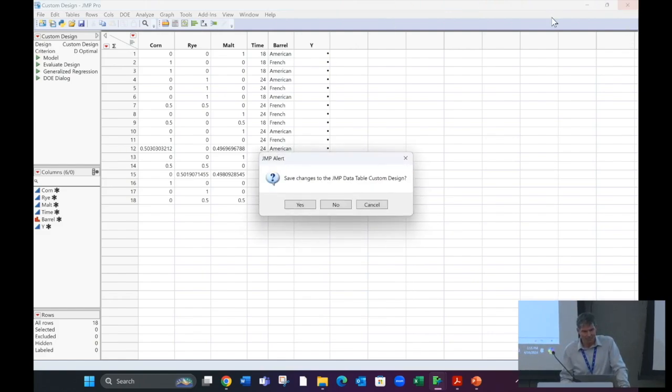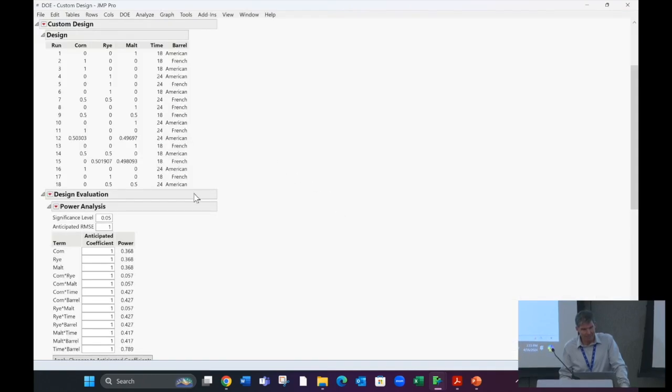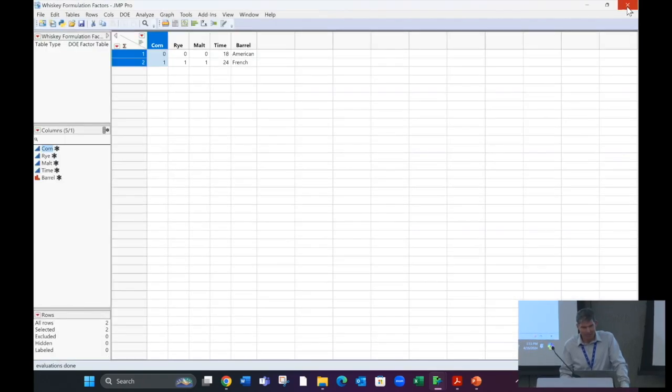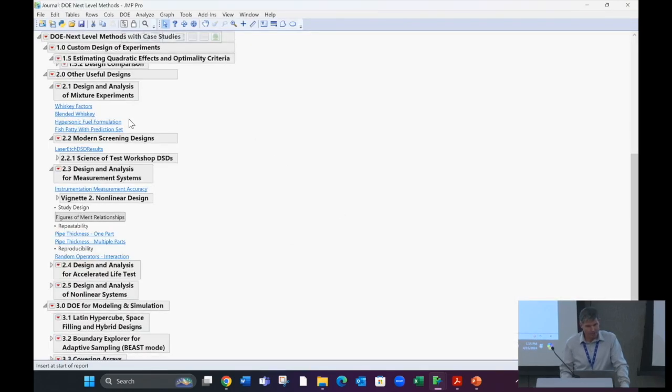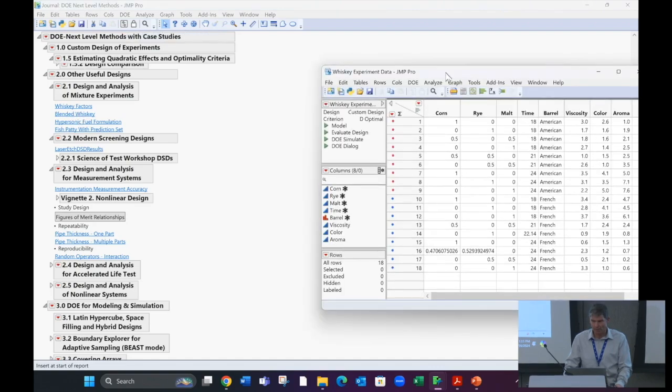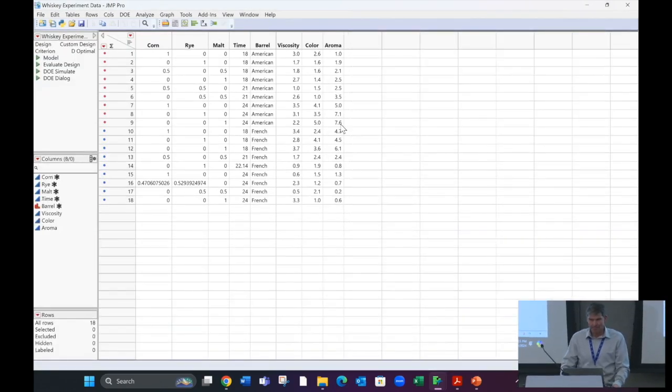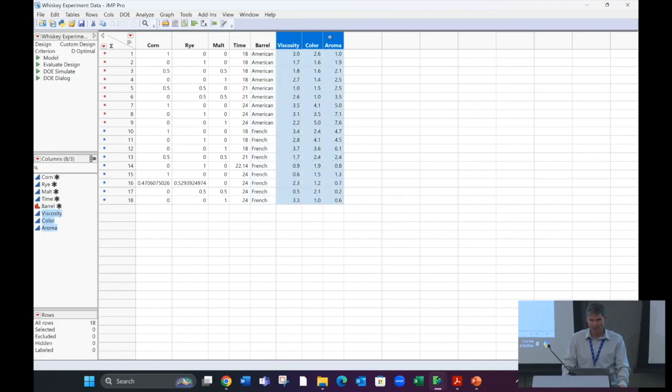So let's do some analysis. That's my design, and the next file down there is the populated version here, which will be blended whiskey. Now I've got my three responses here, which are the viscosity, the color, and the aroma. So now we can go ahead and do our modeling.